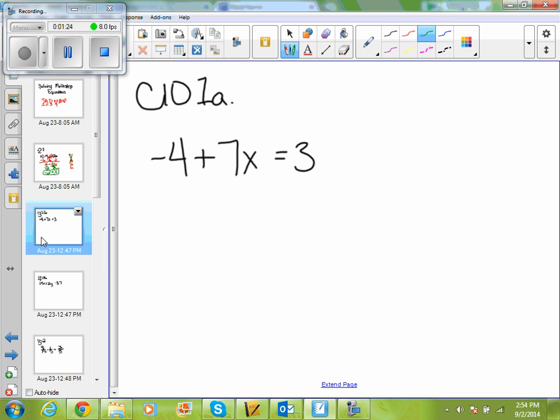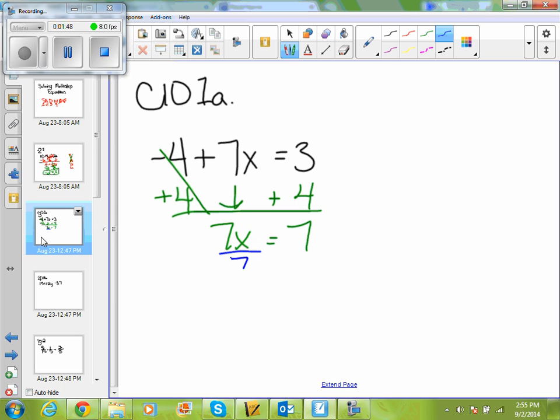So let's look then at negative 4 plus 7x equals 3. We need to get rid of the negative 4, and how do we get rid of the negative 4? Positive 4, so we're going to add 4. Bring down my 7x. 3 plus 4 is 7, so 7x equals 7. How do I get rid of the 7? Divide. So we're going to divide by 7. Anytime we multiply, we divide. 7 divided by 7 is 1.